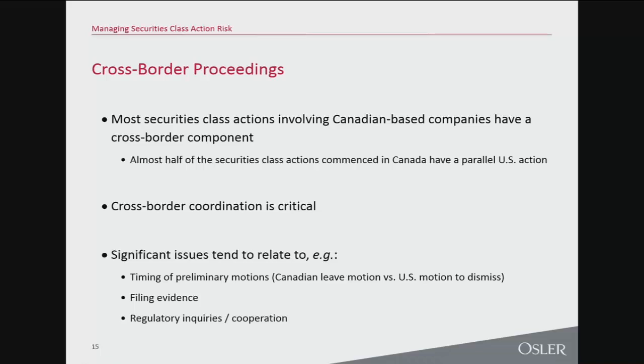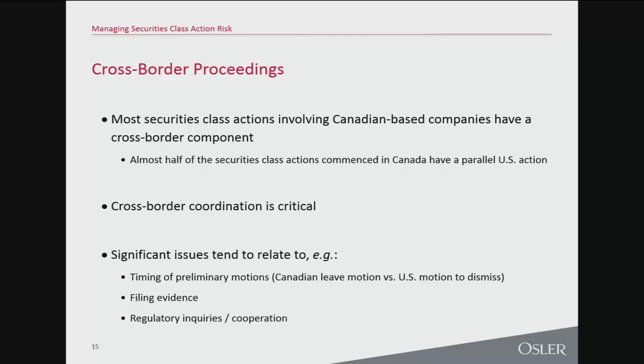Yeah, that's a very good point. In Canada, about half of the securities class actions that are commenced in Canada already have a parallel U.S. action underway. And the flip side of that, or the other side of the coin, is a number of securities class actions will be commenced against Canadian companies in the U.S. without any corresponding claim in Canada, for example, where the Canadian company is only listed on a U.S. exchange. So, the result of that is that most securities class actions involving Canadian issuers do have a cross-border component, and so it's crucial for the company and in-house counsel to understand the interplay when you've got that kind of a dynamic.